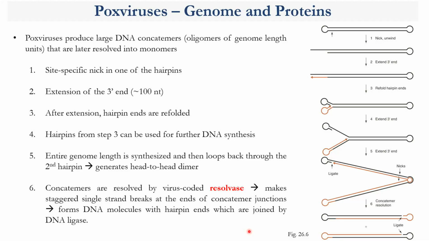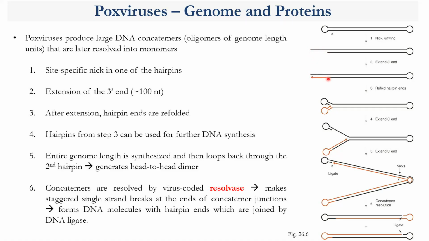All right, so here's the steps for the whole process. So you have a site-specific nick in one of the hairpins on one end, okay? So this figure is a little bit more detailed than what we just saw. So that's the basic concept, but one step to add in here is that once you nick this fragment, you need an extension on the 3' end, okay? So this extension is about 100 nucleotides, okay? So you cut here, this whole molecule will open. Now there's a gap left here.